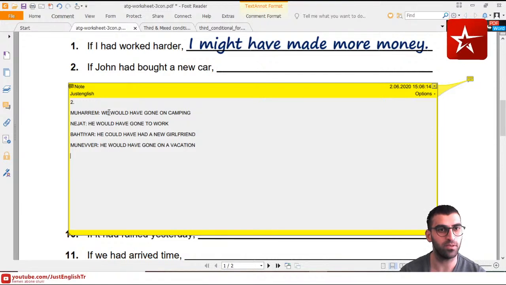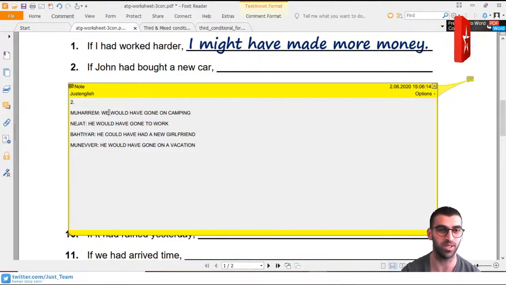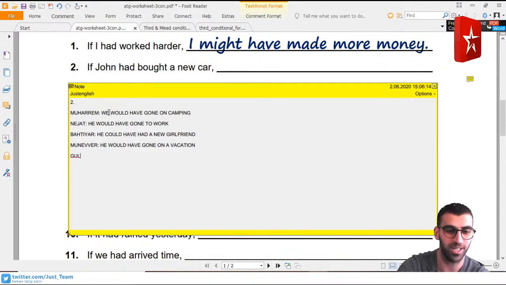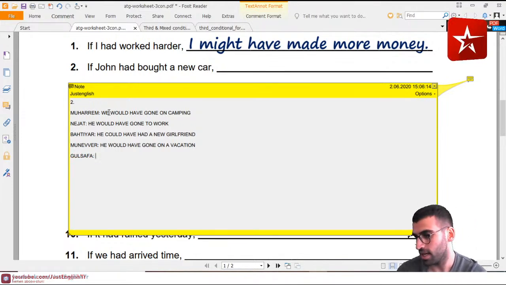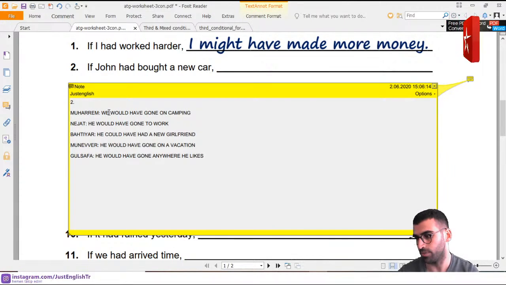Okay, Nejat says he would have gone to work. Bahtiyar says he could have had a new girlfriend. Okay, and Gulsafa says, I wrote but you didn't tell. Okay, let me check. I didn't see. I am so sorry, Miss Gulsafa. Let me write your sentence. He would have gone anywhere he likes. Yes, Gülsafa, thank you. It was a really good idea to write.